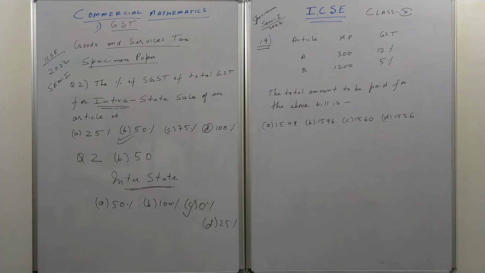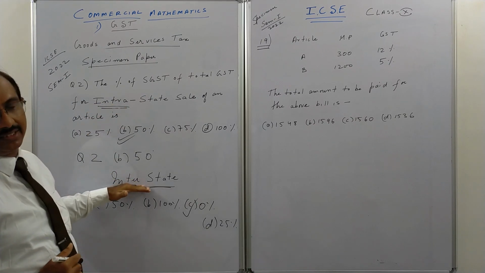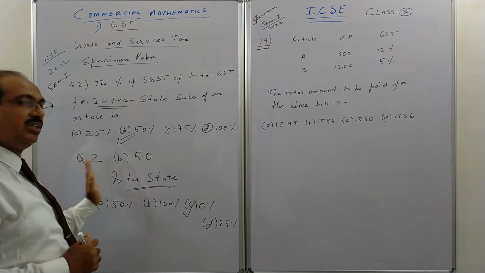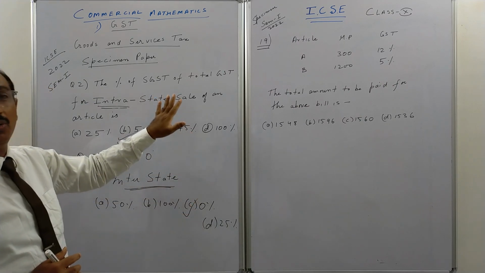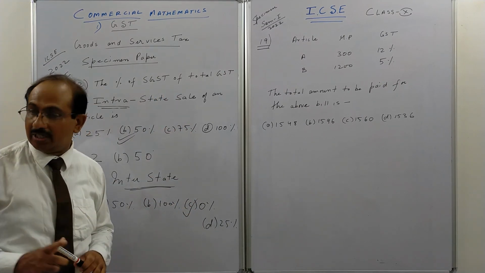So now children, another small change I'll do in this same question. See what I did? Intra, I made interstate. So in the beginning I told you when it is from one state to another, the whole money goes to the central government, integrated GST, and the state government does not get anything.